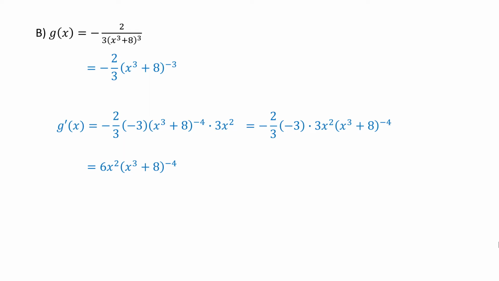Let's go ahead and rewrite that negative exponent. So g prime of x is equal to 6x squared divided by the quantity x cubed plus 8, all raised to the power of 4.